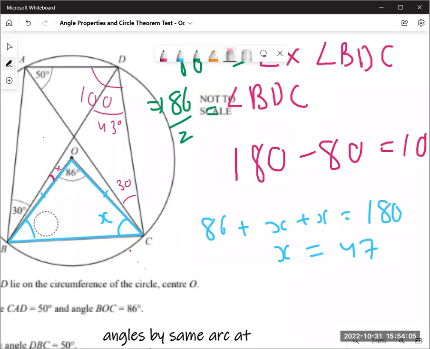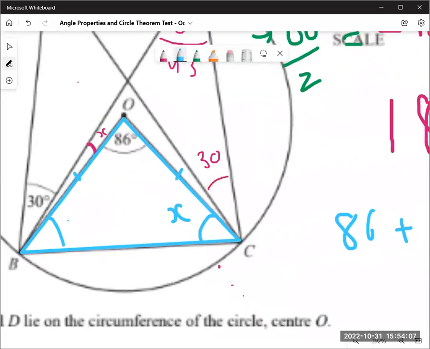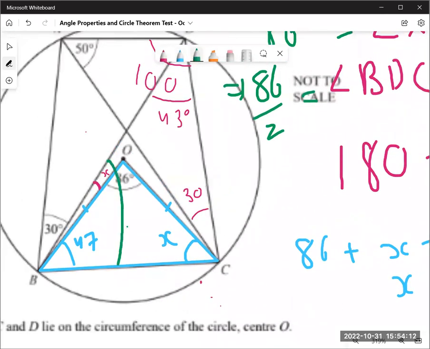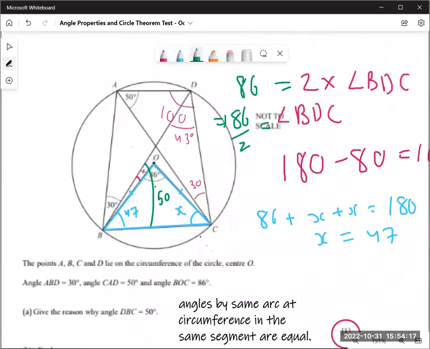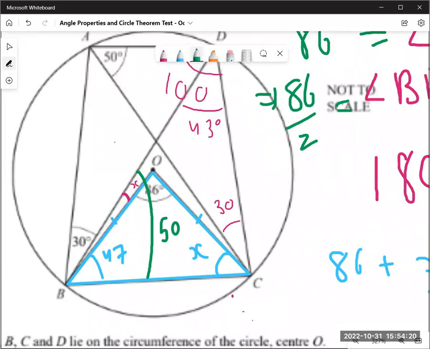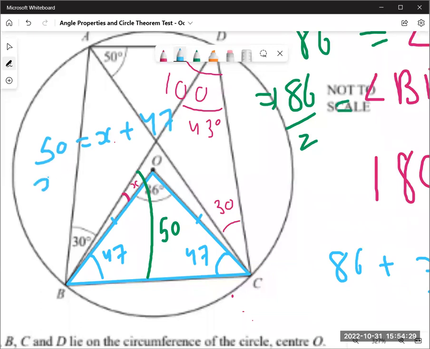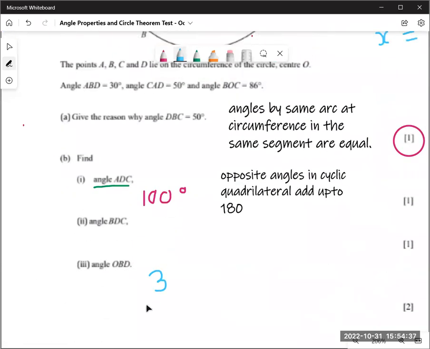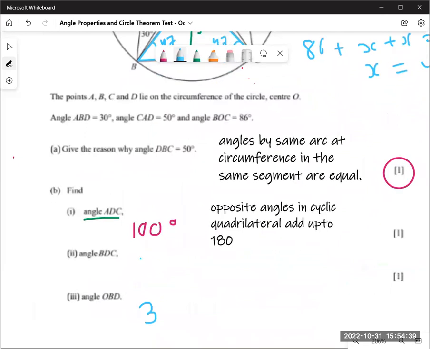And if I know that this is 47, how much is this? This is 47 degrees. And I know that the whole thing is 50 degrees. So how do I find x? Well, the whole thing is 50, so 50 must be equal to x plus 47. So x is equal to 3 degrees. BDC was how much? 43.